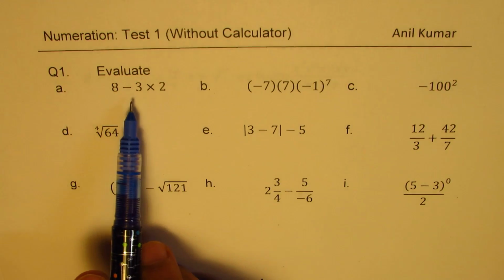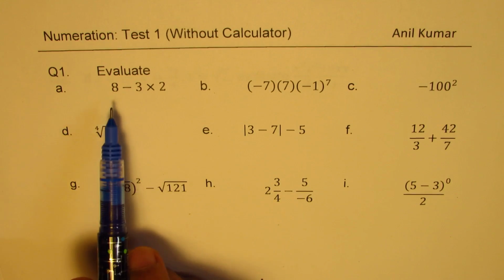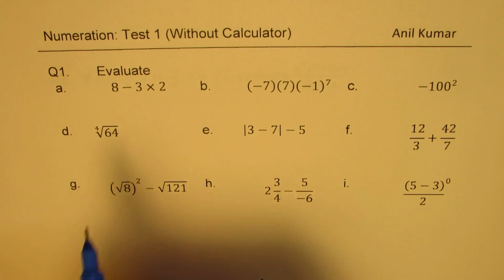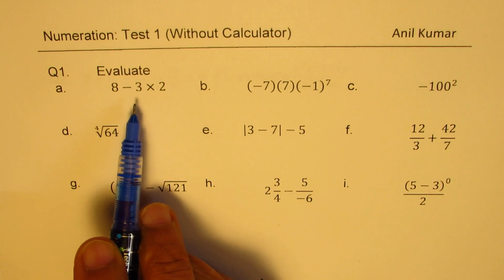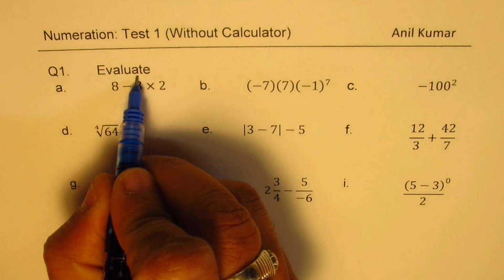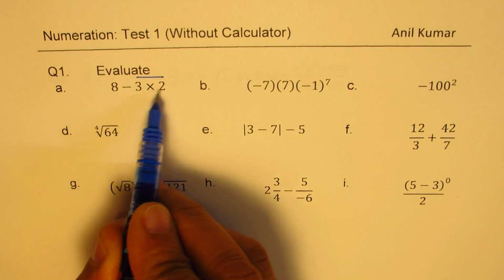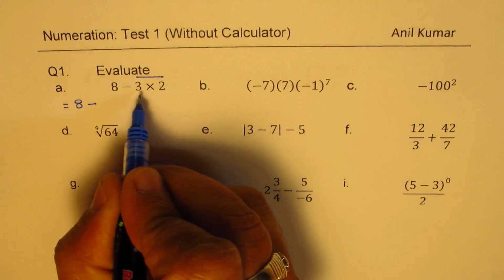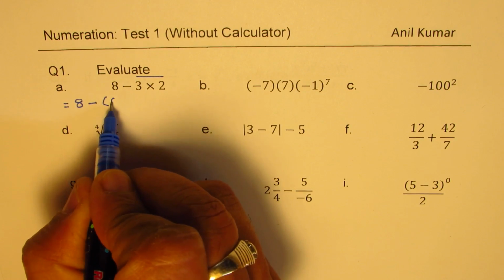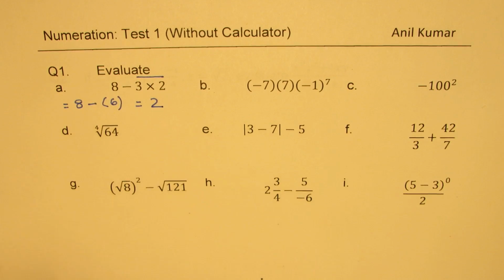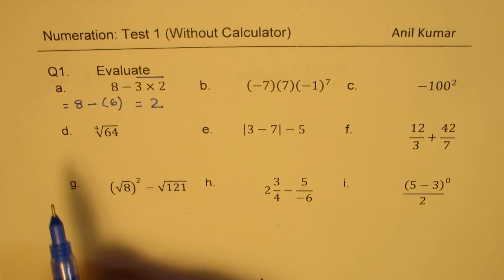1a is 8 minus 3 times 2. Now in this, if you do 8 minus 3 first, you'll make a mistake. We have to apply the rules of order of operation, and therefore we should first do the multiplication part, right? That is 3 times 2. So we get 8 minus 3 times 2, which is 6, right? Now 8 minus 6 is 2. So that becomes your answer for the given question, right? So order of operation is important to understand.